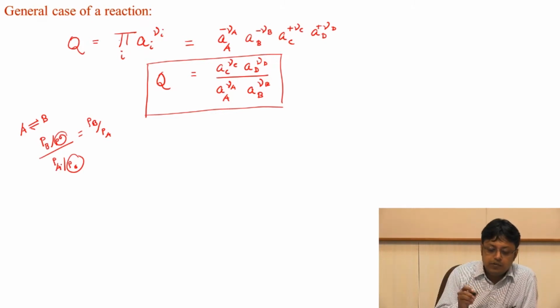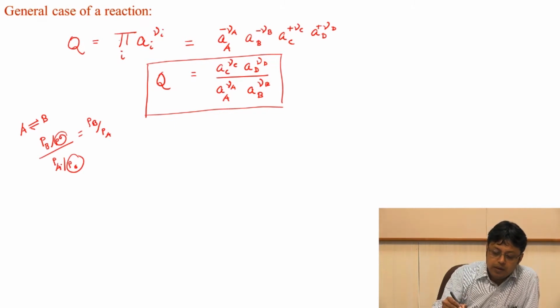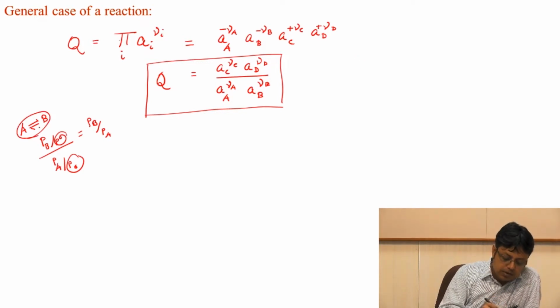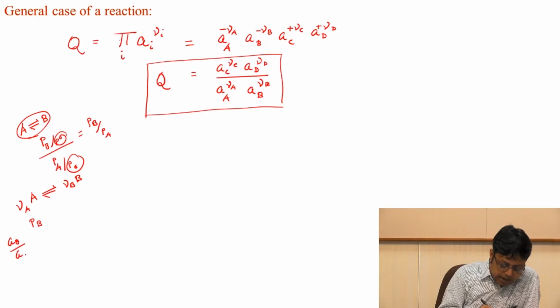However, if we want to write it in this way, you can just modify this equation a little bit. Let's say that we write this equation as nu A into A is going to nu B into B, and the stoichiometries are not equal. Then I'll have a very interesting situation. I can write the activity of B divided by activity of A, and then it has to be raised to the exponents B and A here.